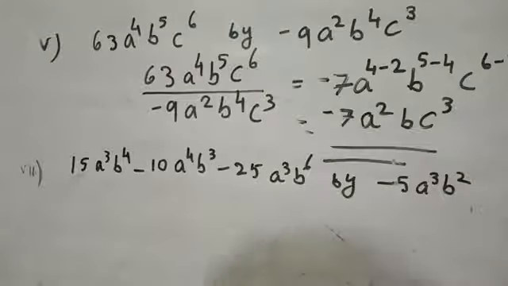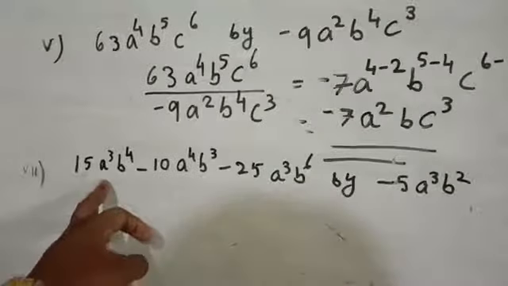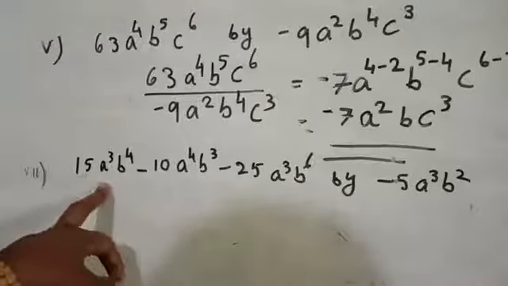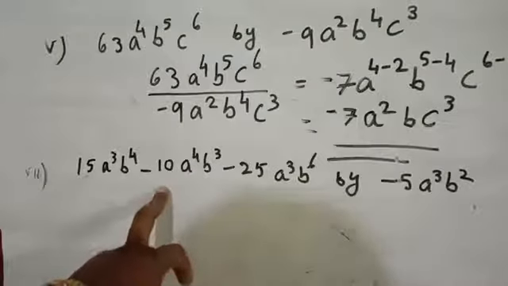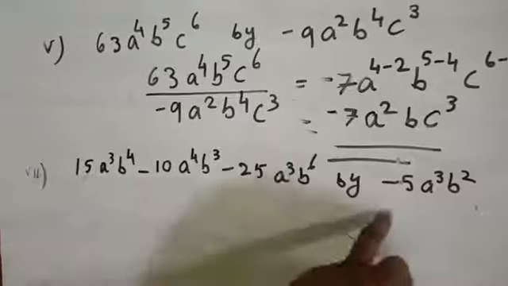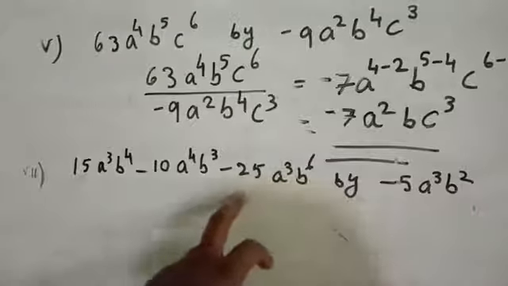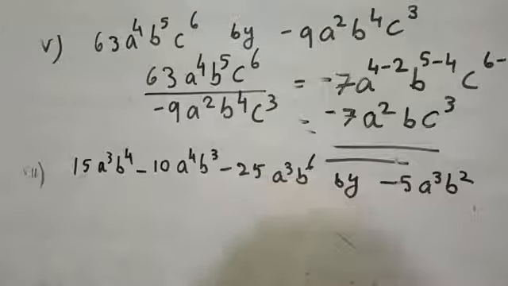So here 3 terms are there. Each and every term should be divided by this minus 5 a cube, b square. See, 15 a cube, b raised to 4 is divided by minus 5 a cube, b square. Then minus 10 a raised to 4 b cube is divided by minus 5 a cube, b square. Again minus 25 a cube, b raised to 6 is divided by minus 5 a cube, b square. Okay, so let us divide.